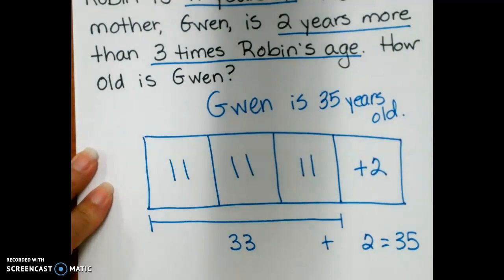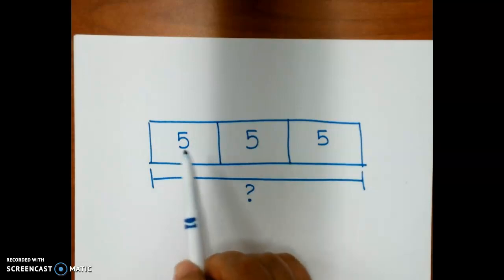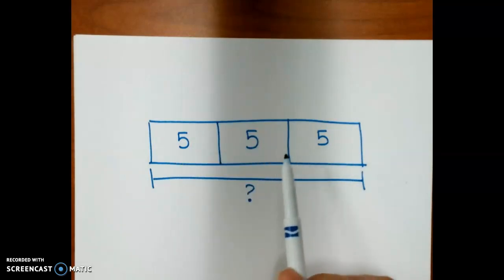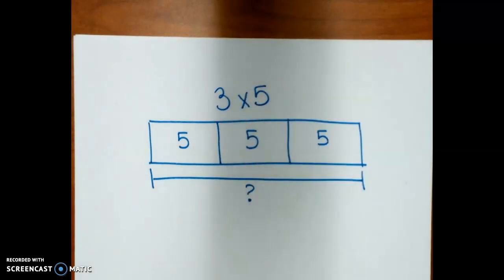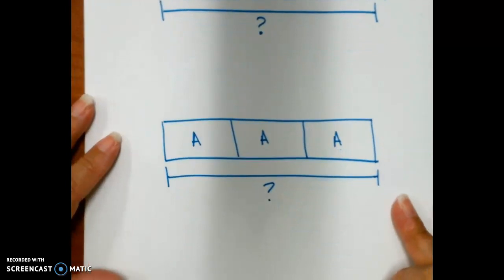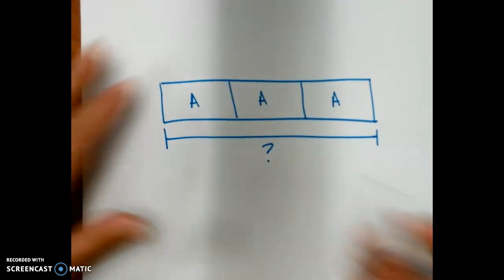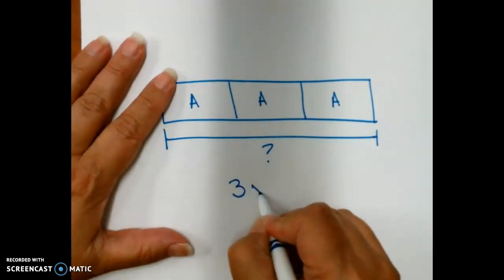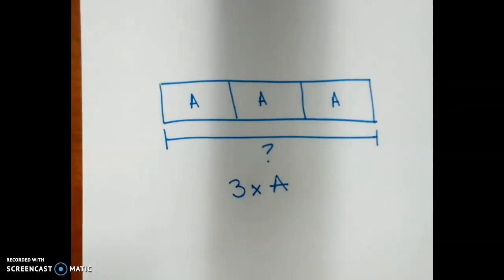Awesome! Great job, everybody. Now we're going to take a look at some expressions. So what I have here is a bar model that shows 5, 3 times. So how can I write that as an expression? I can write 3 times 5. Really easy, right? Now let's look at another one. Down here at the bottom, I have an unknown number, 3 times. So I can write 3 times A. That's also an expression. I have some number that I don't know what it is, 3 times.